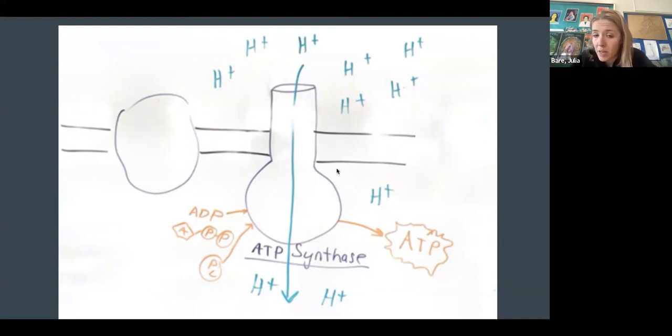Now, at this point, you might recognize a problem, because as protons get pumped from the outside of the cell or outside of the membrane into the other side of the membrane, you're going to start to reach equilibrium. And as you start to reach equilibrium, ATP synthase is no longer going to function. So how do you reestablish the gradient? How do you pump protons back to the other side of the membrane?